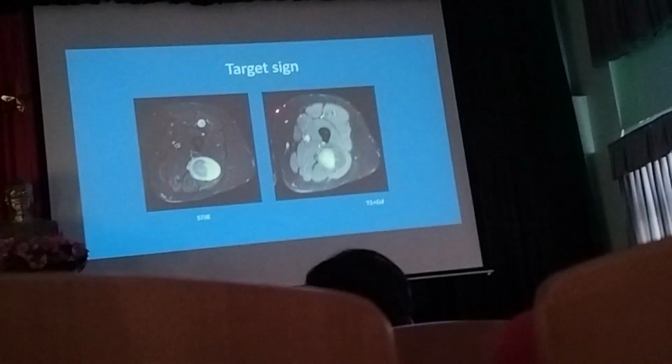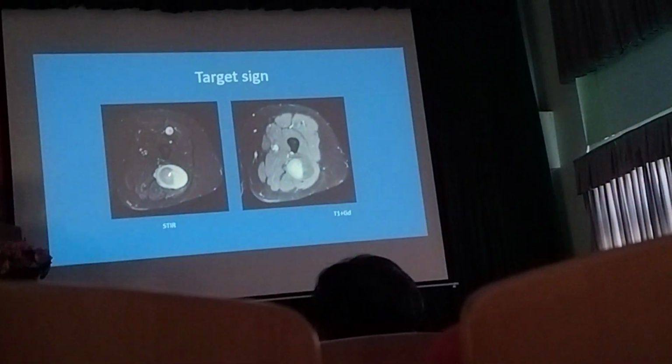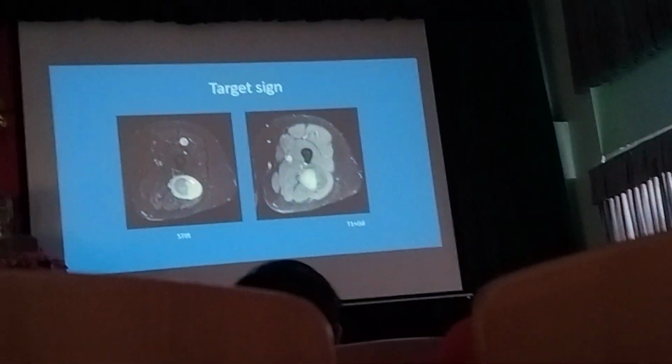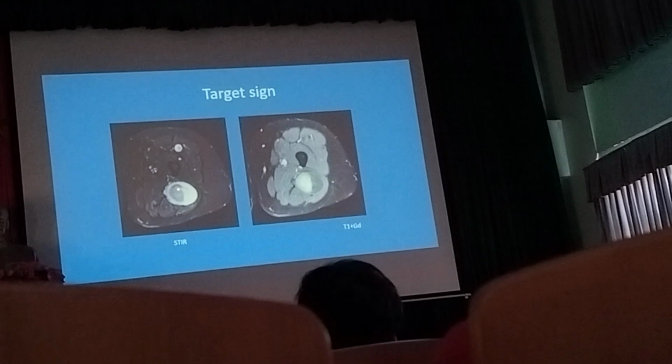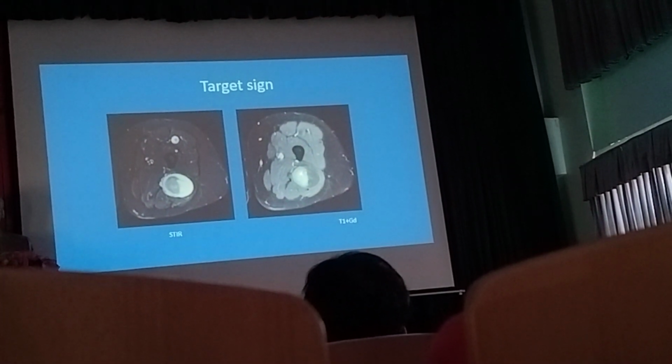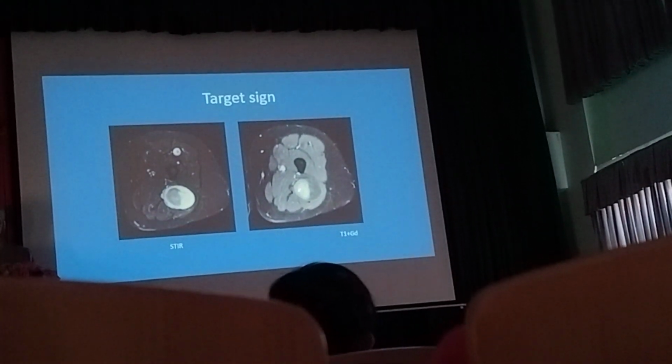So this is the target sign. This is dark signal on T2 fat-suppressed or STIR images, which is bright outside. This area of dark signal is high cellularity and is very enhanced in the post-contrast study.